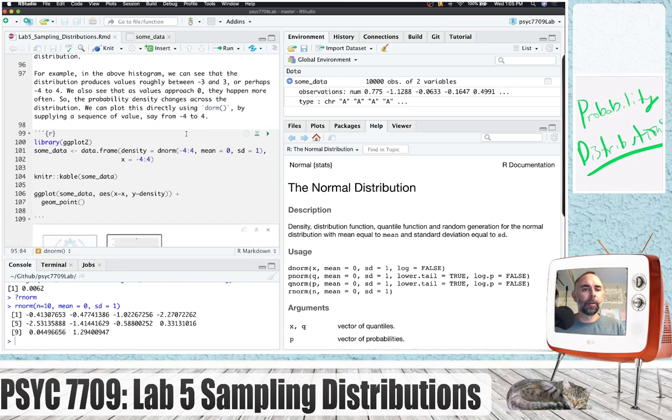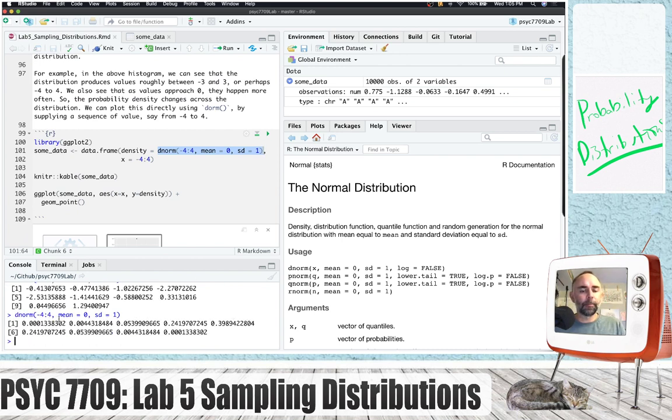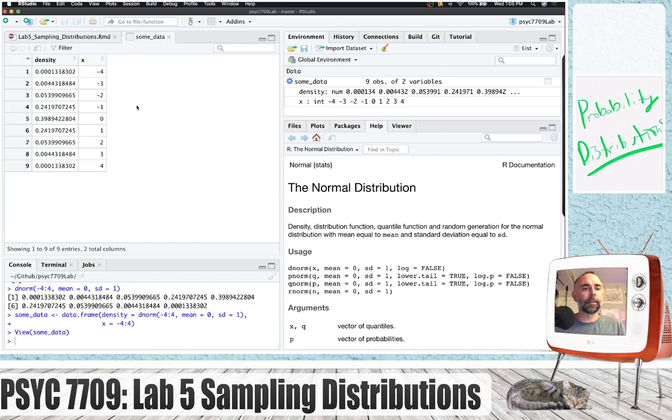Here we are. So I've used dnorm here. I'll just pull this out so you can see what it looks like. It just calculates the values for each of the numbers between negative 4 and 4 as x values. I've created a little data frame that makes this a little bit more transparent. So for the values negative 4, negative 3, negative 2, negative 1, and so on, we're returning the probability density for each of these associated values.